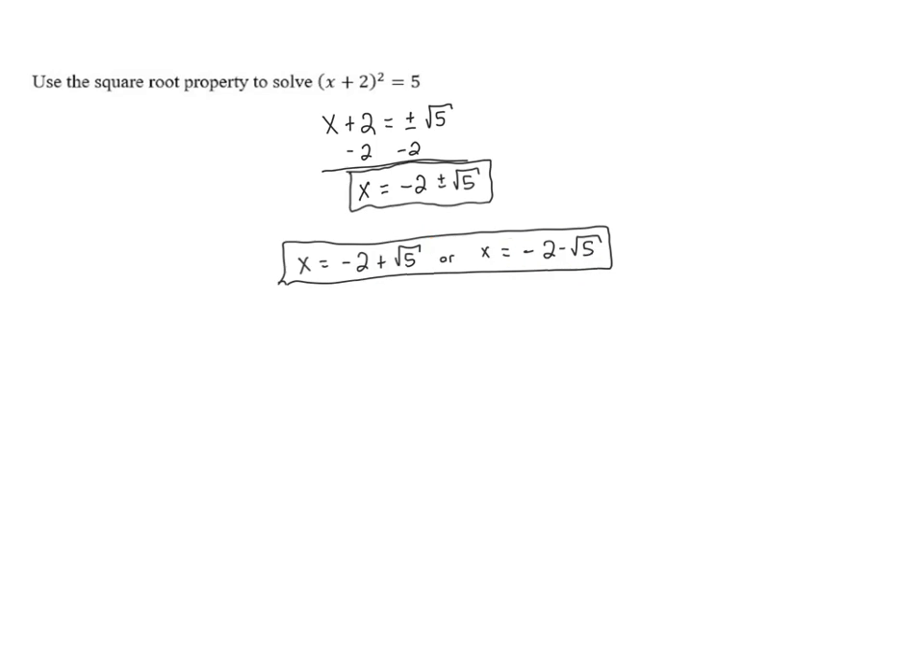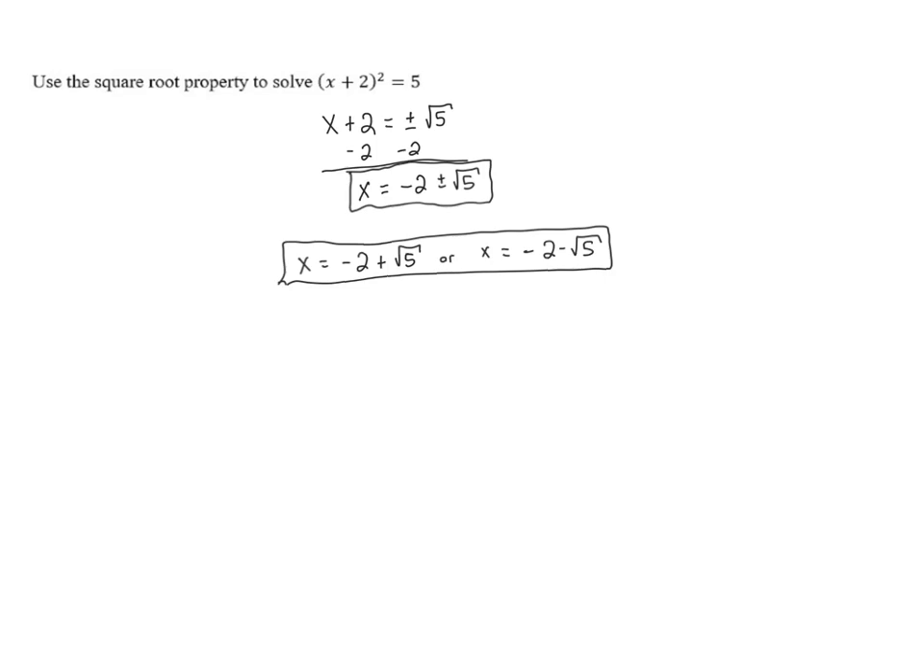And if we wanted to get a decimal approximation, we could enter these into calculators. We could take negative 2 plus the square root of 5 and negative 2 minus the square root of 5. We would get decimal approximations. Sometimes students like to do that just so that they can get an actual idea of what these solutions are approximately equal to, because it's difficult sometimes for our brain to think about what a square root of a number is and then adding or subtracting another number.